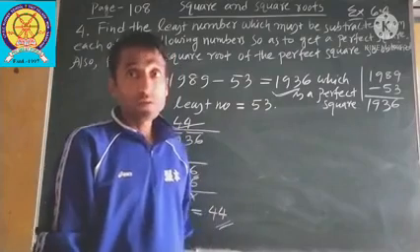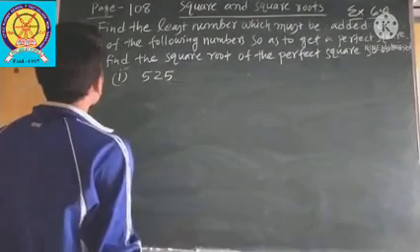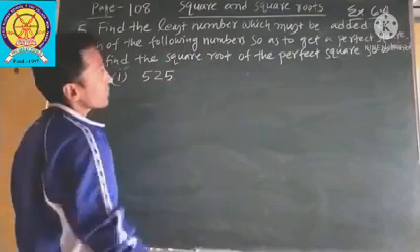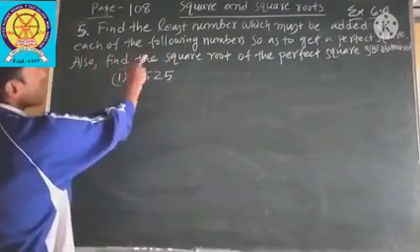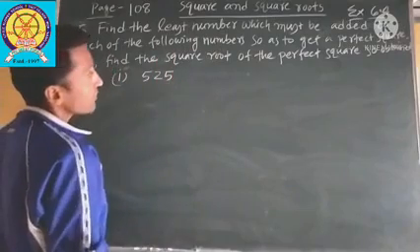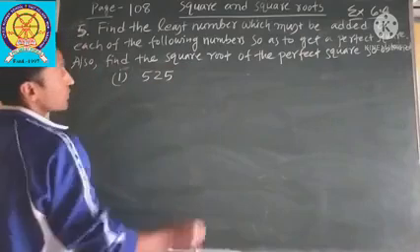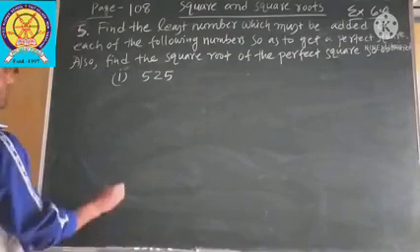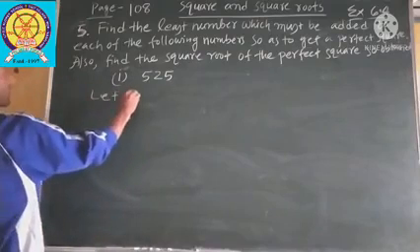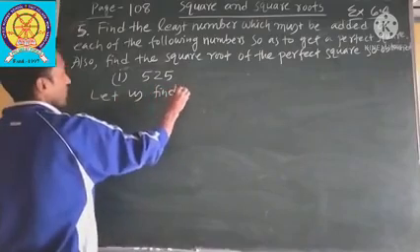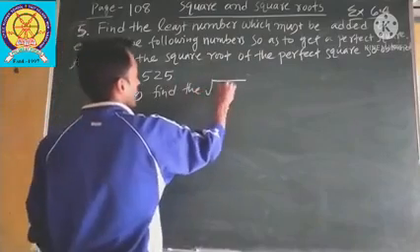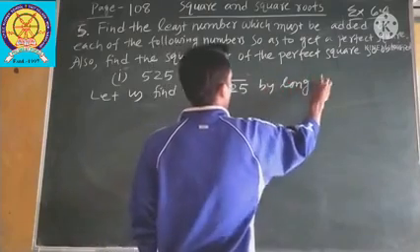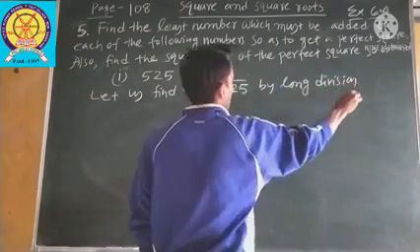Now we will do the next problem. So next question, question number 5. Find the least number which must be added to each of the following numbers so as to get a perfect square. Also find the square root of the perfect square so obtained. The first question is 525. So let us find the square root of 525 by long division method.